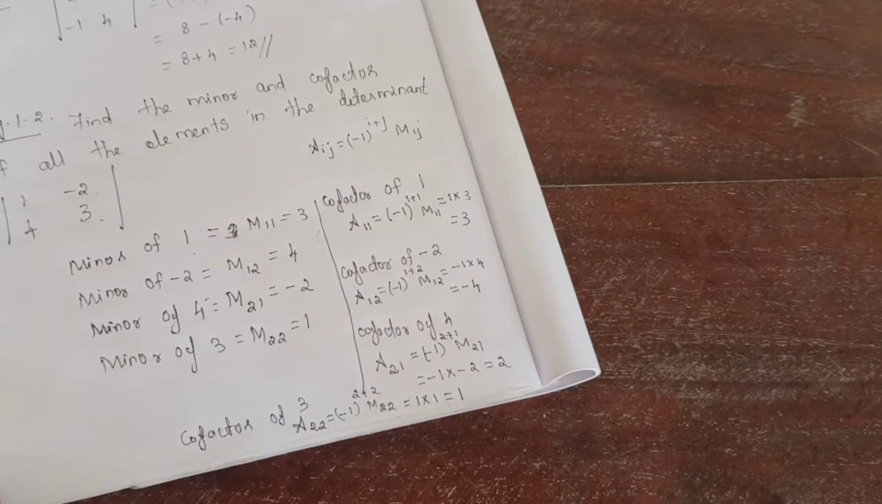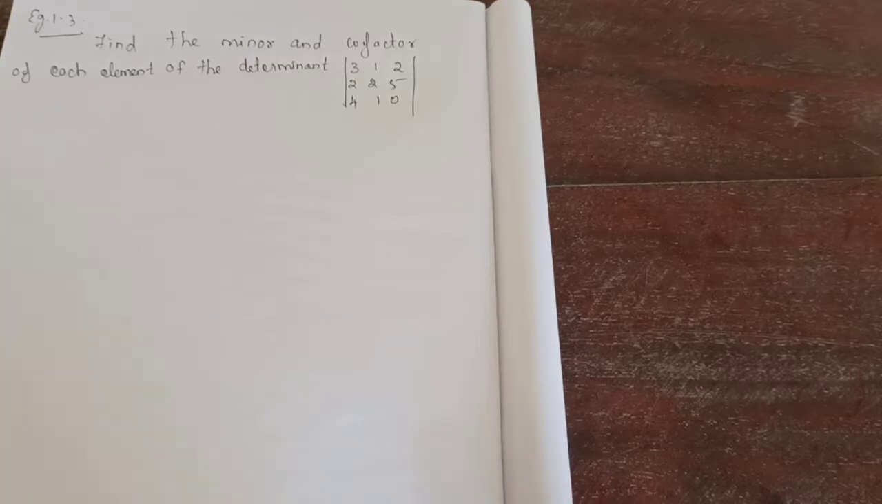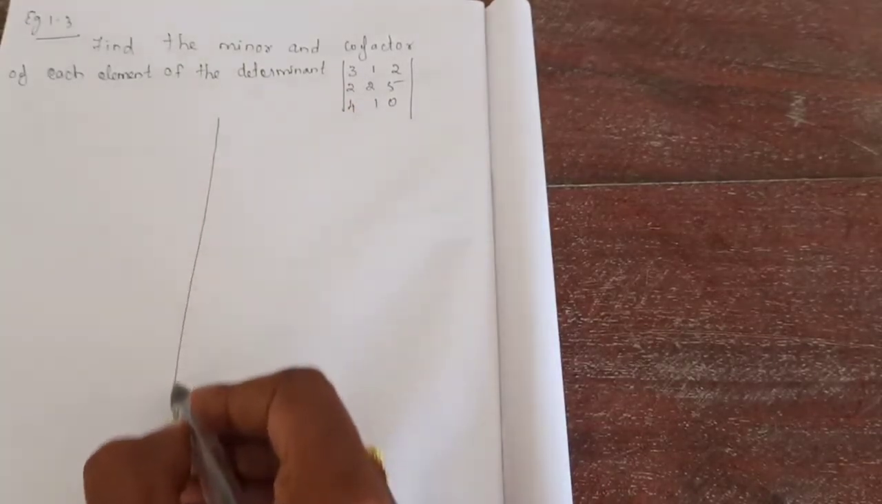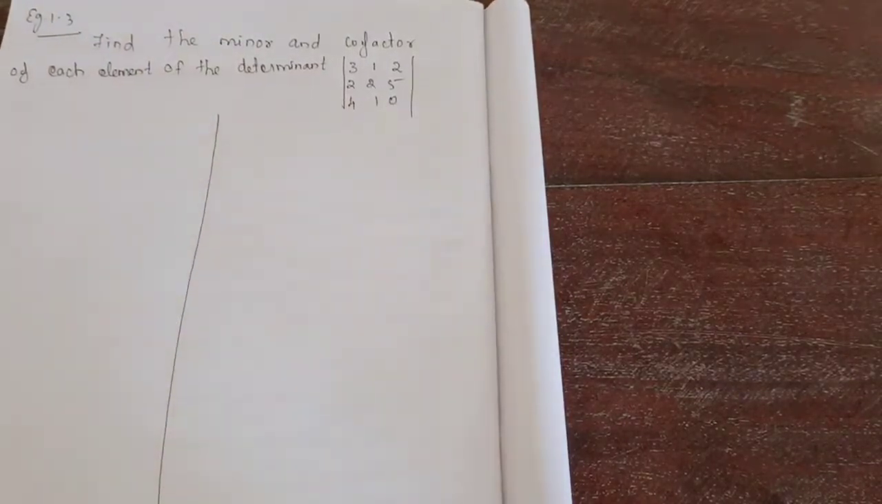Understand? Okay, let's move to the next question, example 1.3. Find the minor and cofactor of each element of the determinant. Till now I have explained 2 by 2 matrices. Now it is a 3 by 3 matrix, so it is new for you. So I am going to do it like this: on this side I will find all the minors, and on this side all the cofactors.